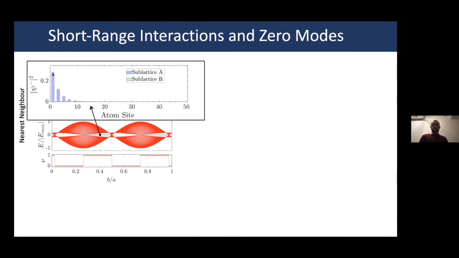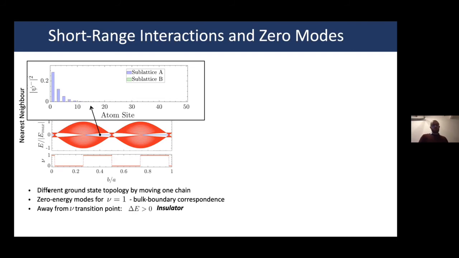Well, the population is exponentially localized on the edge of the chain. I've only plotted half of the chain here because it looks the same on the other side. There's a symmetry involved there. But as a result, they've been dubbed edge states, and the edge states are going to be the main focus and result of this talk.